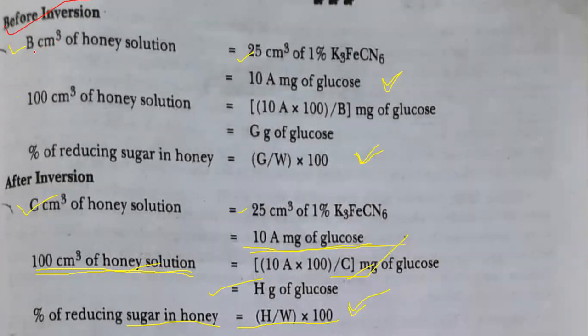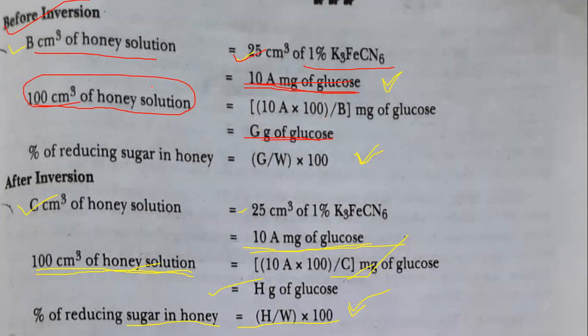Before inversion, what does it say? B cm³ of honey solution gives you 25 cm³, that is equivalent to 25 ml of 1% K3FeCN6. Therefore, 10A mg of glucose will be contained in B cm³. Let me check it. 100 cm³ or 100 ml of honey solution will contain G gram of glucose.